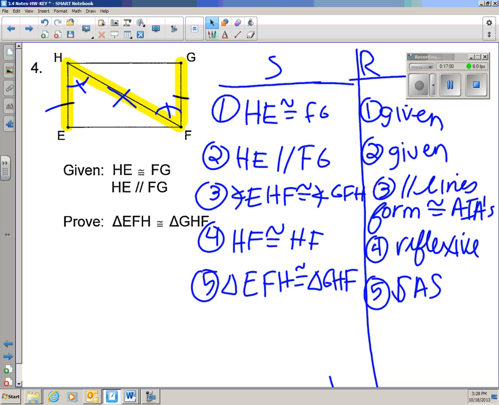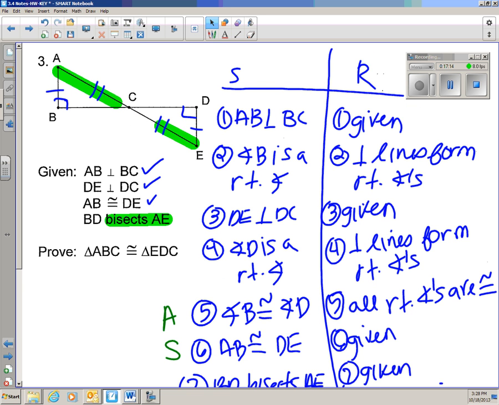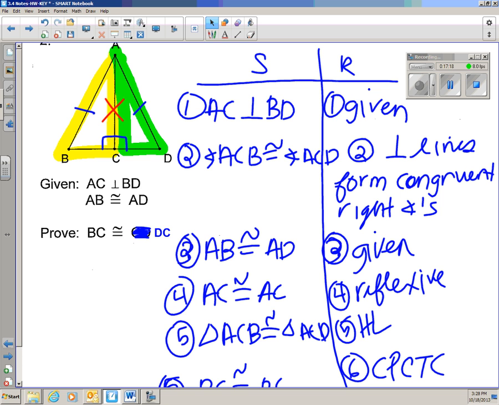Okay, that's it. So the idea is that when you get to the homework, you're going to be using parallel lines form congruent alternate interior angles, perpendicular lines form congruent right angles. You might be dealing with some segment subtraction or segment addition. You might be dealing with some bisecting. There's a couple different things you're going to be dealing with, okay?